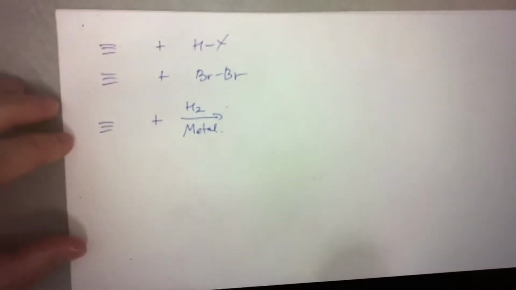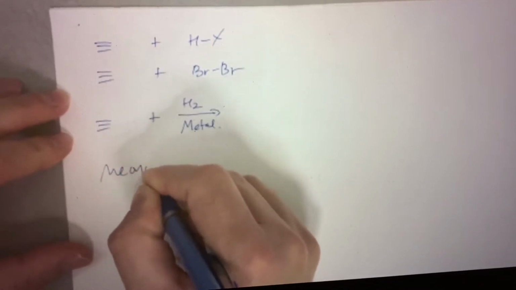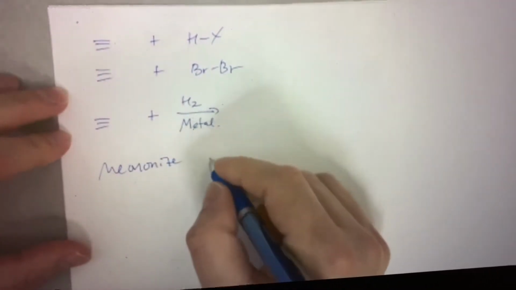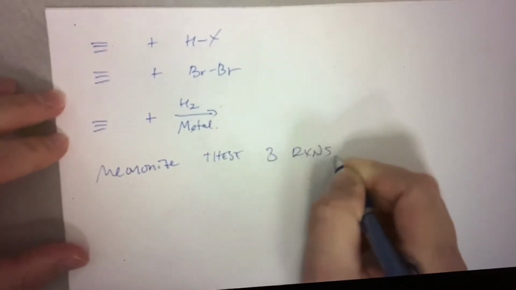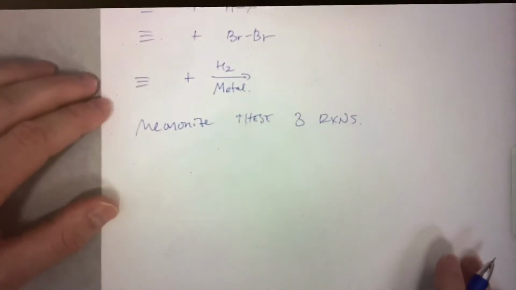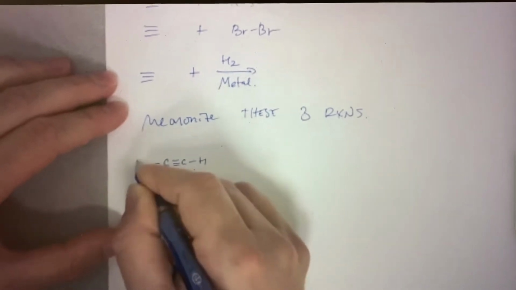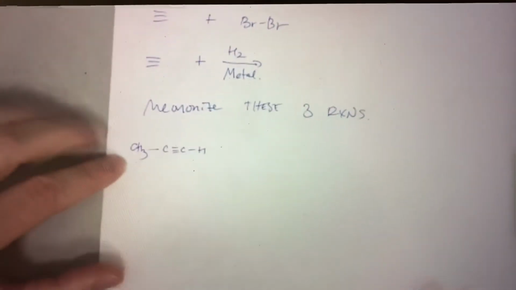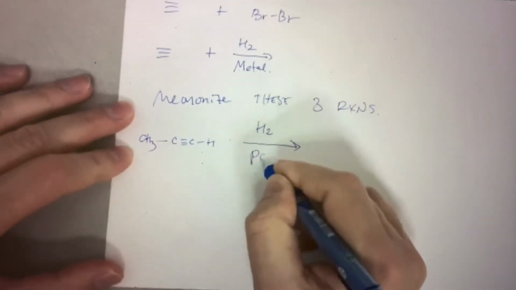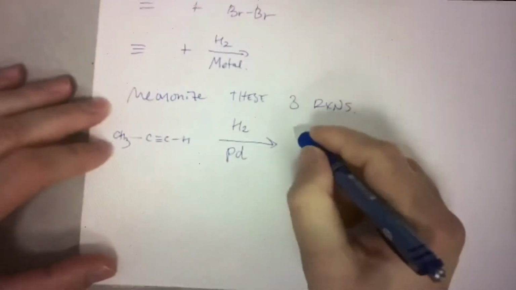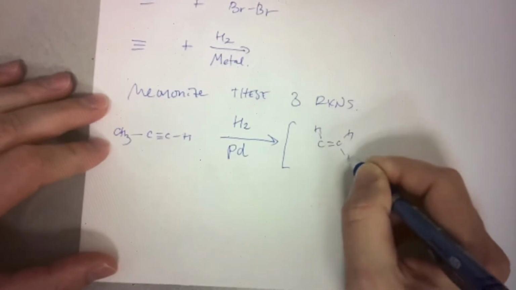Here's one more series of reactions that we need to do, and I want you to simply memorize these three reactions. What that means is no mechanism necessary, just the conditions. If we take a carbon-carbon triple bond and treat it with hydrogen in the presence of palladium, we very rapidly make a carbon-carbon double bond.